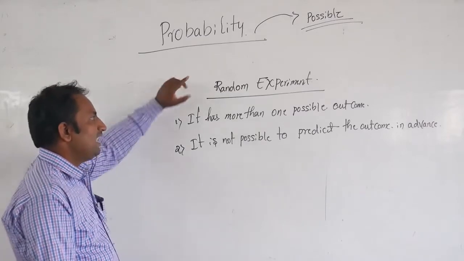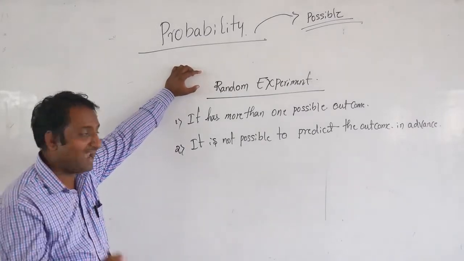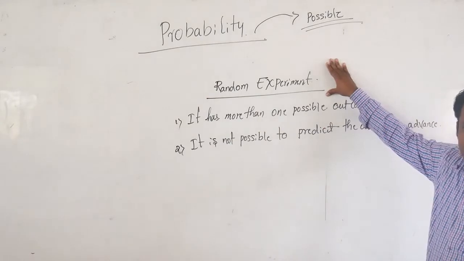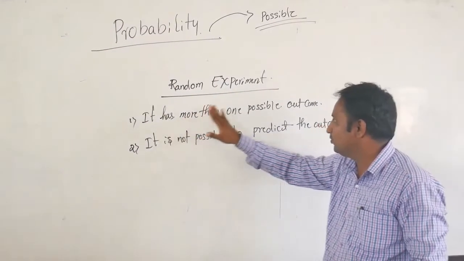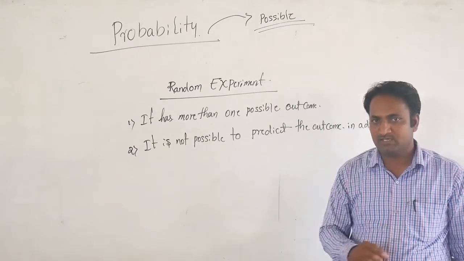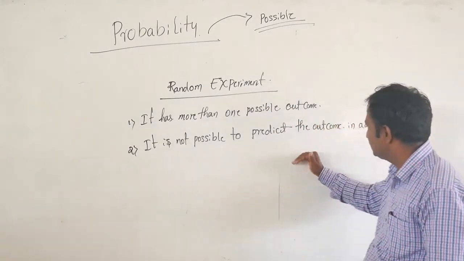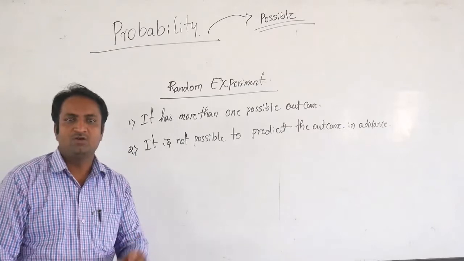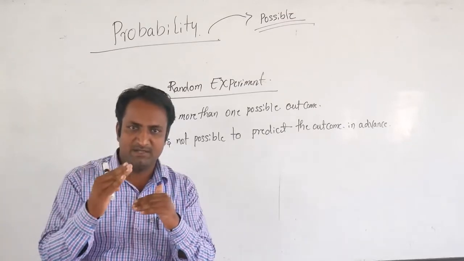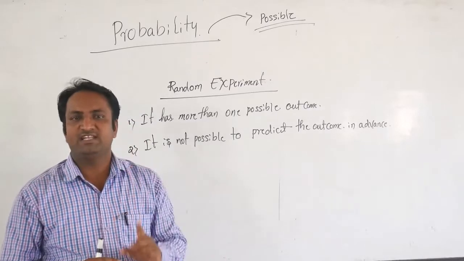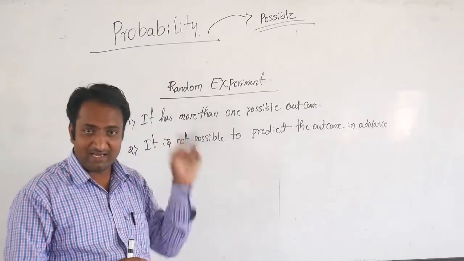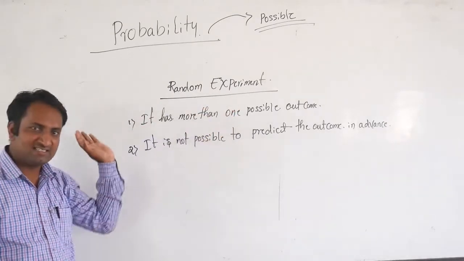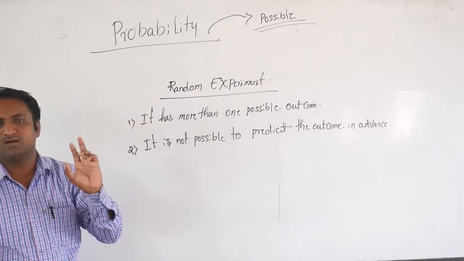An experiment is said to be random if it satisfies two conditions. It has more than one possible outcome. First one. Second one is that it is not possible to predict the outcome in advance. These two conditions are very important. The experiment is said to be random if it satisfies these two conditions: more than one possible outcome, and the outcome cannot be predicted in advance.